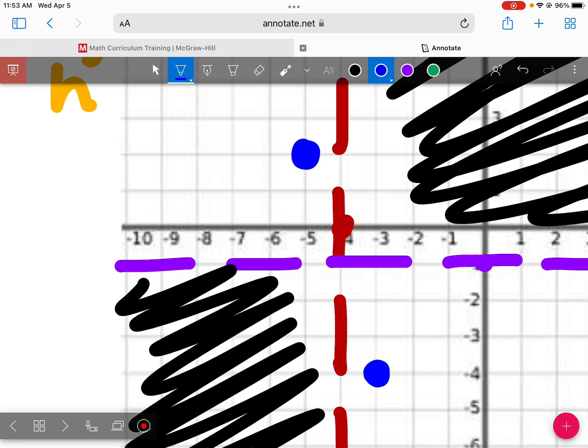I've gone up 3. I've gone down 3. What's next? Left or right? So we're going to go left. 1, 2, 3. And up 1. Have I gone all 4 directions yet? Nope. I've gone up, I've gone down, I've gone left. Now I go right. How far to the right do I go? 3. Why? Because the A is -3. 1, 2, 3. And I go down 1. Right here.